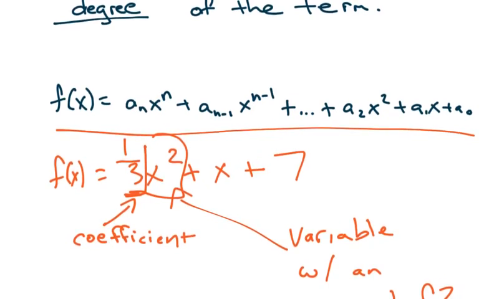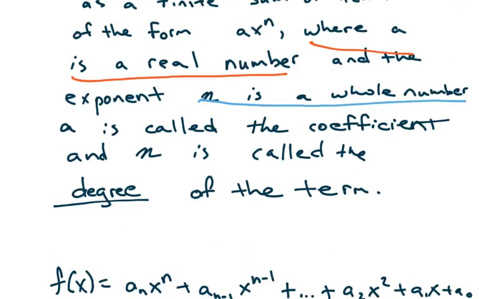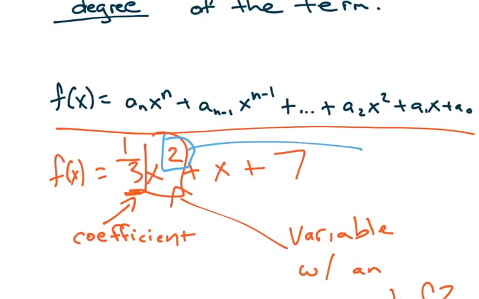The thing you want to look out for, though, is the exponent is a whole number. So remember, a whole number is 0, 1, 2, and 3, etc. Okay, so this can't be a fraction. That's the important part. It can't be a negative number. And those are the things to look out for when you're looking for polynomials.